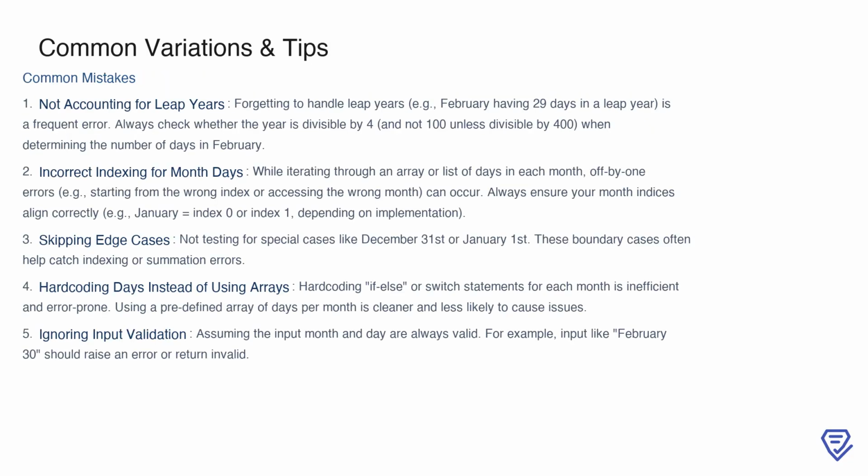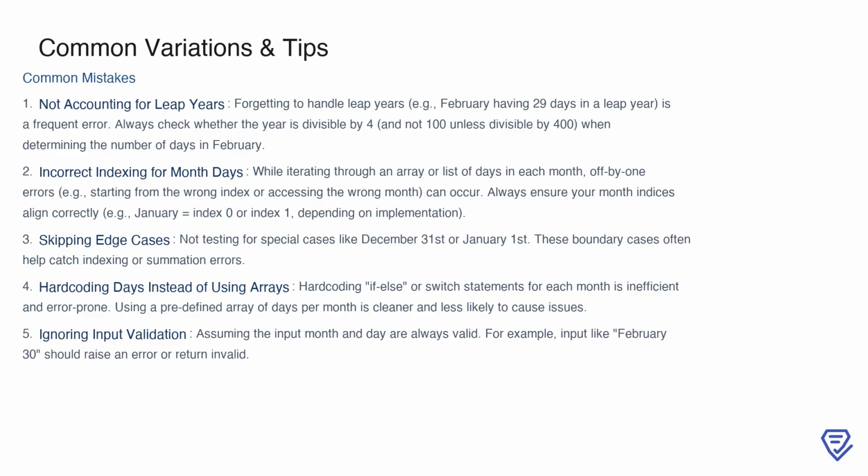One of the most common mistakes in this problem is forgetting to account for leap years. Leap years occur when the year is divisible by 4, but not by 100 unless it's also divisible by 400. This directly affects the number of days in February, so handling this correctly is essential to avoid errors.